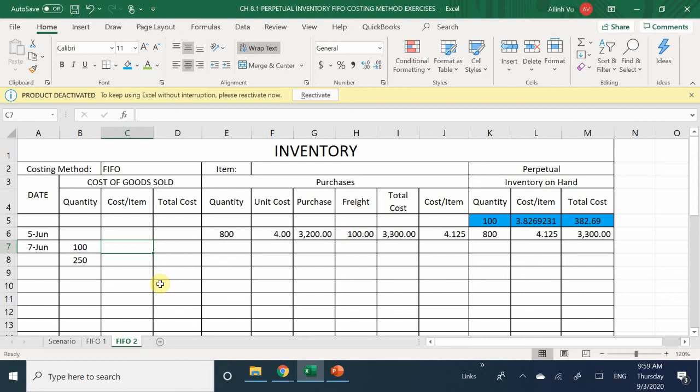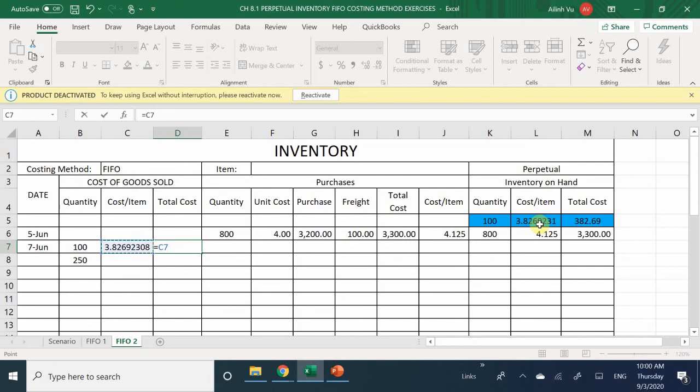What do I need to do now first? Now I have to get rid of my first batch, right? For $1.82. Good. Yeah. Total cost 382.69. Good.